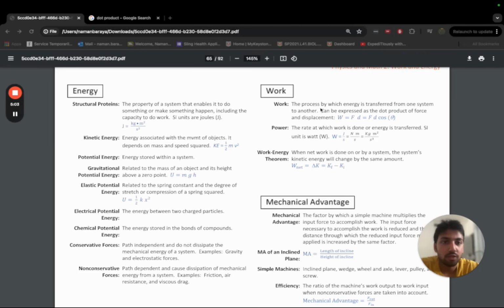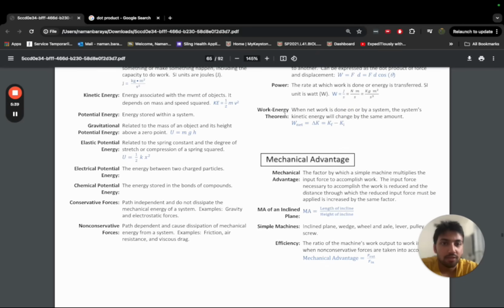Now, work is the process by which energy is transferred from one system to another, and it's represented as a dot product. If you remember dot products, that's F D cosine theta, and it's also just a scalar. It's not a vector, and so you should know that it's F times D times cosine theta, where F is the force and D is the displacement. Power is the rate at which work is done, so it's essentially this divided by the number of seconds it takes. So here is joules, and if we divide that by seconds, then we get kilograms times meters squared divided by seconds cubed.